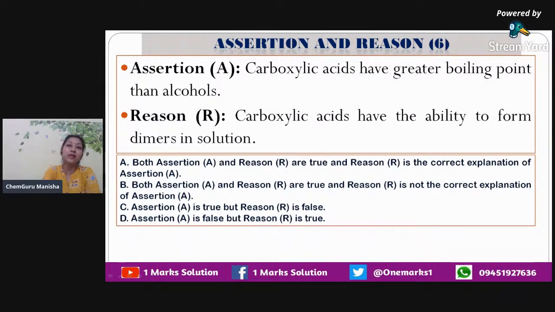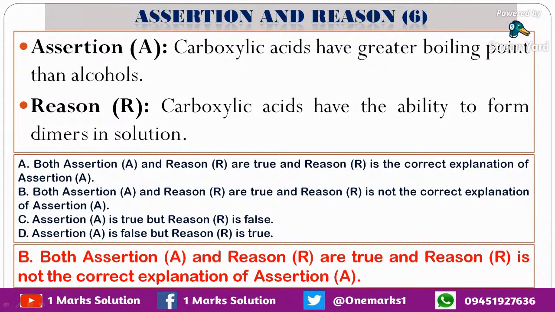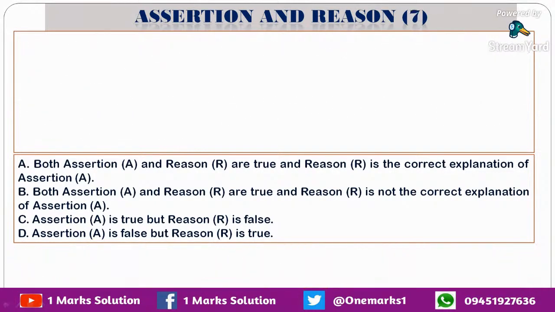Next statement that we have is carboxylic acids have greater boiling point than alcohols. Now here we need to say what the functional group is. If we look at the functional group, yes, carboxylic acids will have a good boiling point because they have not only OH, they also have carbonyl. So A is true. Carboxylic acids have the ability to form dimers in solution. That is also true. So assertion is true, reason is true, but they are not explaining each other well. So we go with assertion and reason true, and D option should be correct.